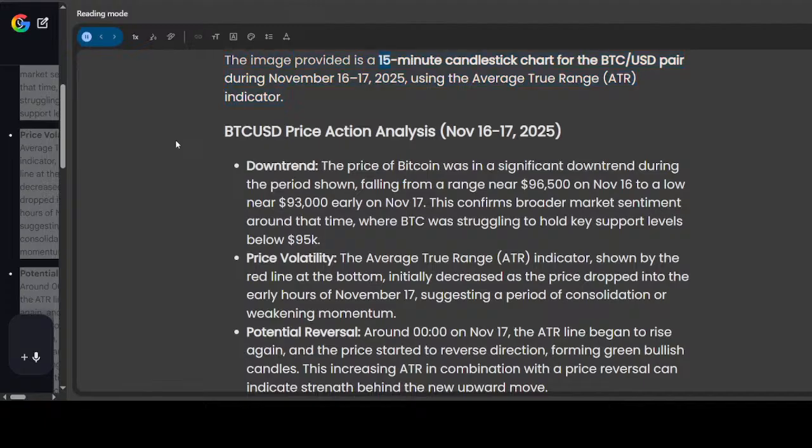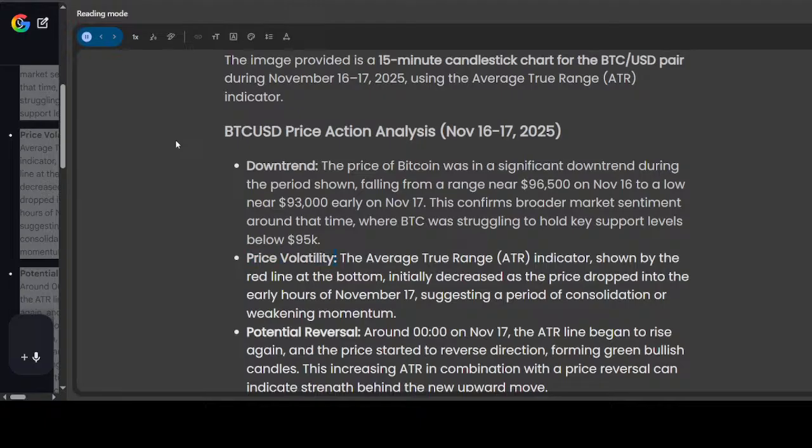The image provided is a 15-minute candlestick chart for the BTC-USD pair during November 16 to 17, 2025, using the average true range (ATR) indicator. BTC-USD price action analysis, November 16 to 17, 2025. Downtrend. The price of Bitcoin was in a significant downtrend during the period shown, falling from a range near $96,500 on November 16 to a low near $93,000 early on November 17.